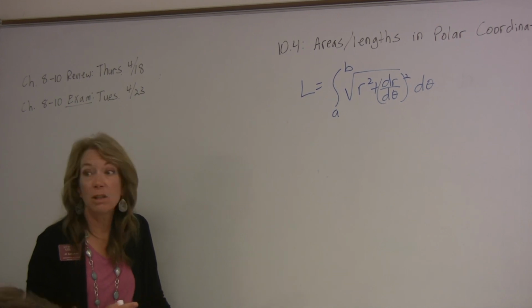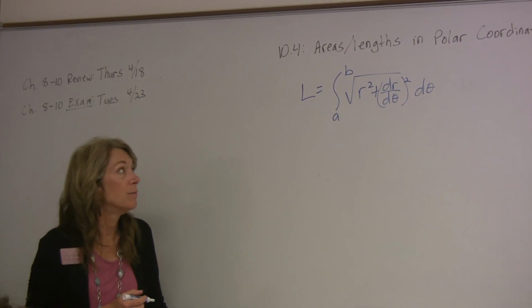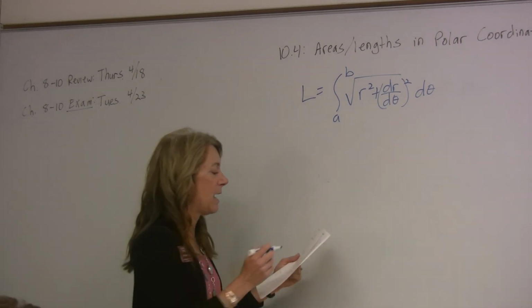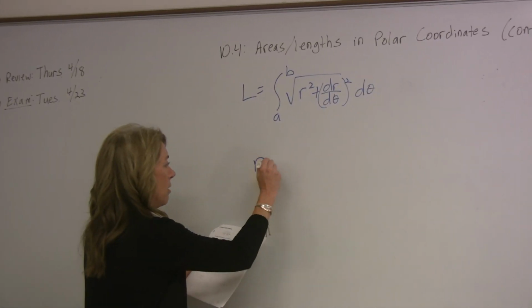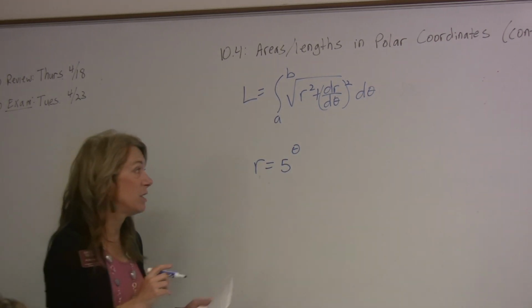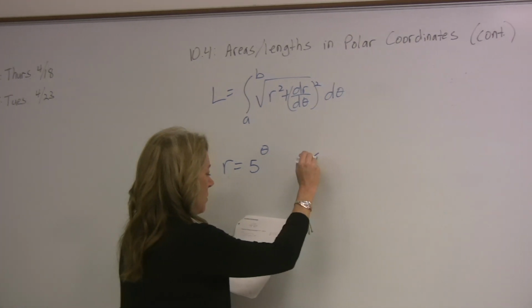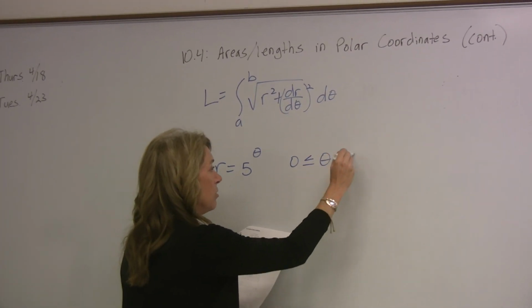So the questions are just going to be find the length of this curve. This is the formula you'll need to find the length of the curve. The first example I have here is r equals 5 to the theta. Let's make this curve. 5 to the theta from 0 to 2 pi.